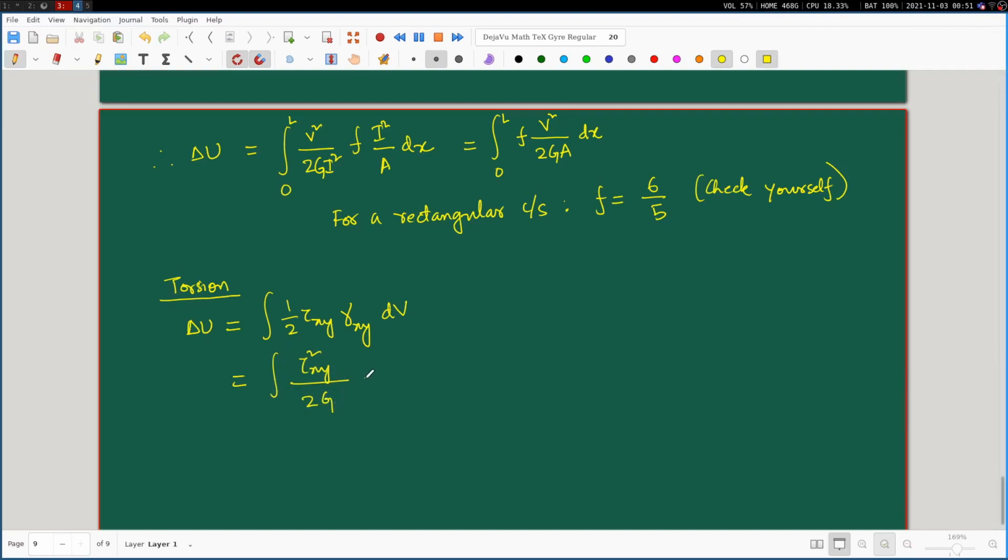by twice G dV. Now what we are going to do is use the expression of the shear stress associated with torsion. This is the general expression, but please note that when we are talking about torsion, it makes much more sense to talk not of tau xy, rather tau z theta. It's better to write it like this. So this is the tau z theta actually.